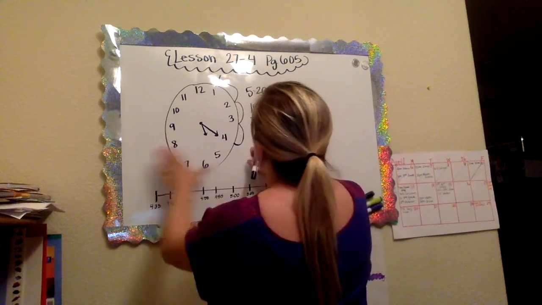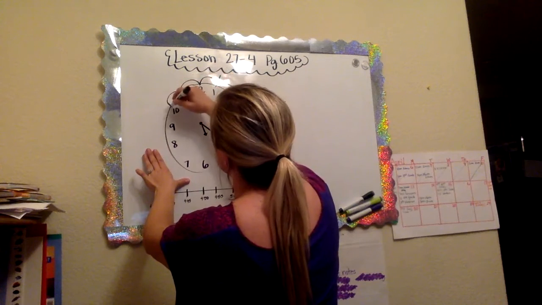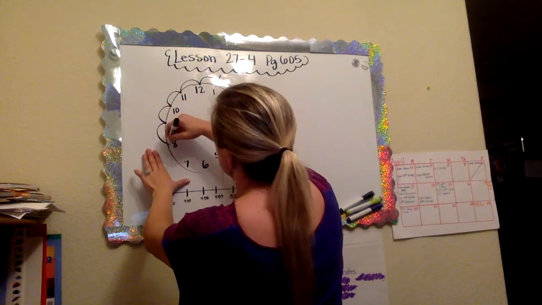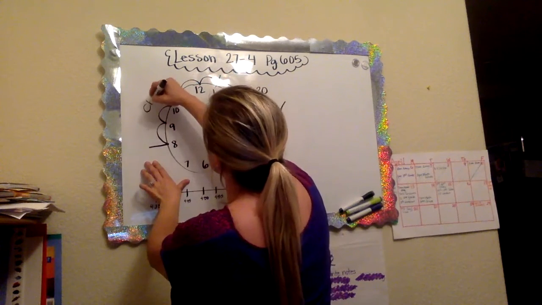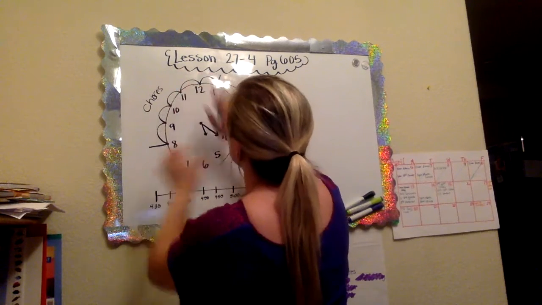I'm going to hop back 15 minutes, 5, 10, 15, and that's where I end for here. And then I'm going to do the same for the 25 minutes for his chores. 5, 10, 15, 20, 25. This is how much time it's going to take for him to do all of his chores.